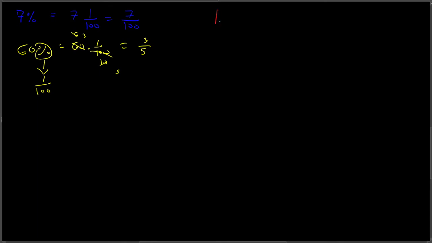Let's do one with a decimal. 1.4% is equal to 1.4 times 1 over 100. But I've got to move the decimal place 1 to the right here. So I'll move it 1 to the right here also, because I have to do the same thing upstairs and downstairs. So I get 14 over 1,000. But both are divisible by 2. So 7/500.